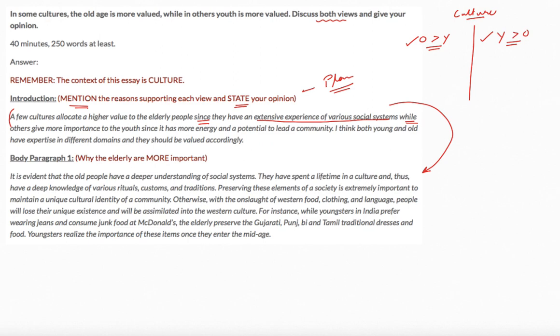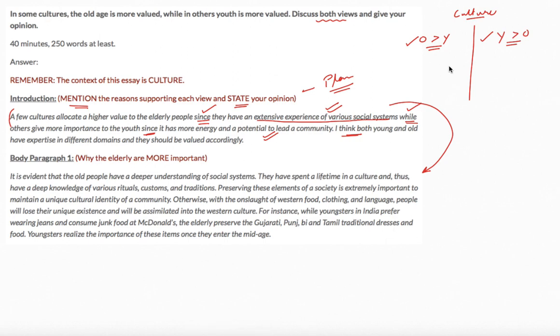So I have used two connecting devices, since and while. Instead of since, you can use because or as. The purpose here is that in one sentence I've mentioned both views and the reasons in support of both views. Then the second sentence is my opinion. State your opinion: I think both young and old have expertise in different domains and they should be valued accordingly.